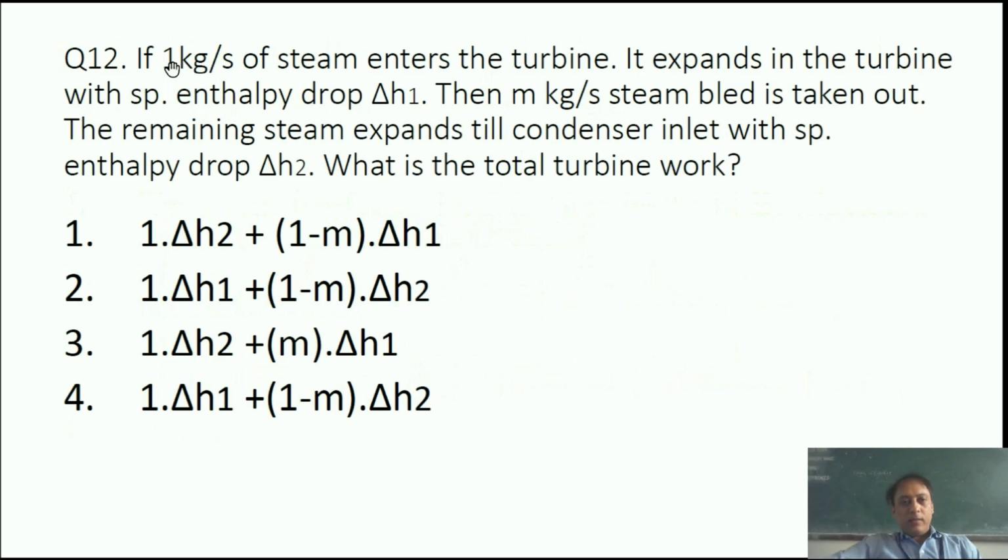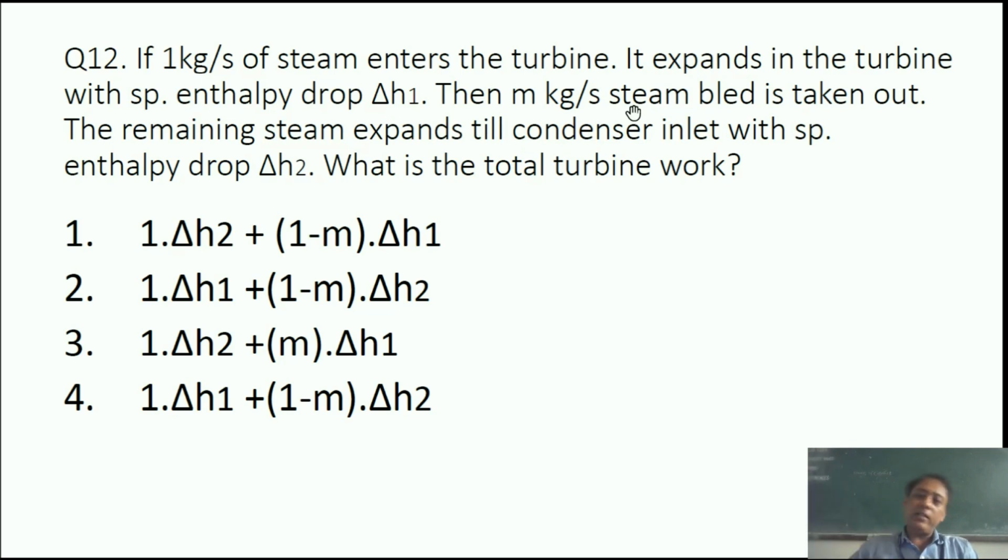Now there are some numericals. If 1 kg per second of steam enters the turbine, it expands in the turbine with a specific enthalpy drop of del H1. Means when it is expanding in the turbine, del H1 is the enthalpy drop. And after this, m kg per second of steam bleed is taken out. Means when del H1 enthalpy drop has taken place, m kg per second of steam bleed is taken out. And then the remaining steam, 1 minus m, further expands in the turbine. The remaining steam expands till the condenser inlet.